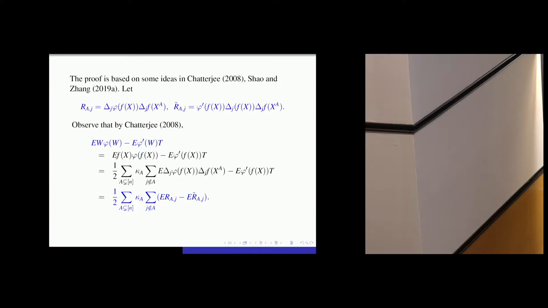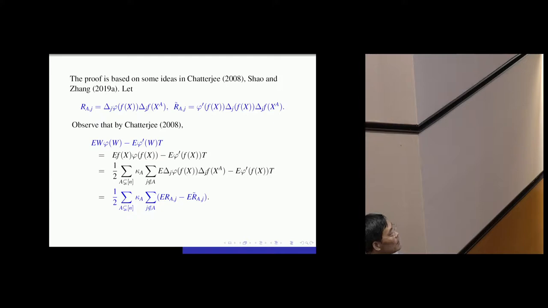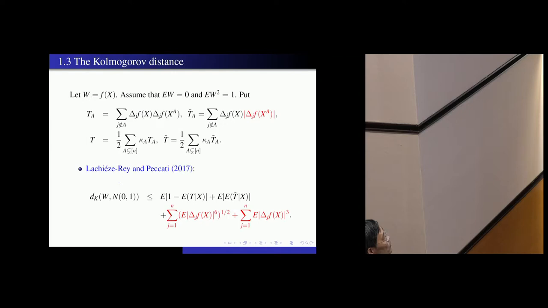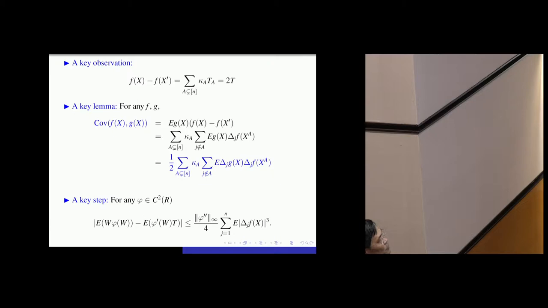So starting from Chatterjee's paper, we write the expected value of W phi of W minus the expected value of phi derivative of W times T. That is, of course, by definition, f of x times phi of f of x, because W is equal to f of x here. And we keep that notation the same. Then we use the property we mentioned before, the one-half and kappa A and so on, because that's the difference. If you still remember the identity we talked about at the beginning, we start from here. Okay, so we can write it in terms of that difference.